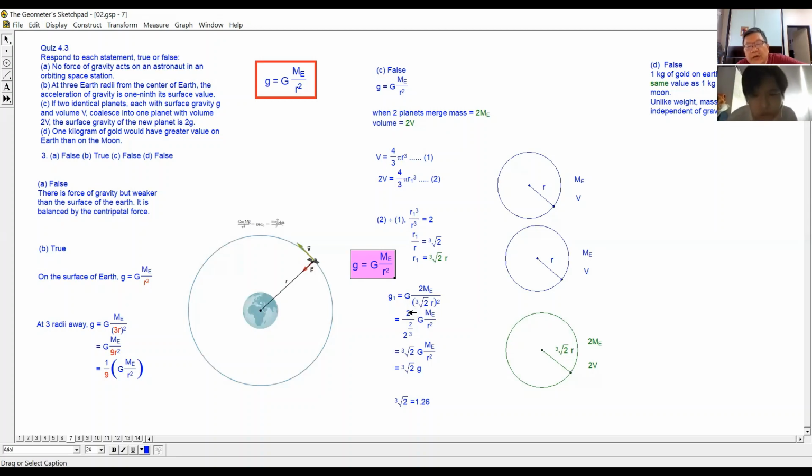So when you use your calculator to simplify, 2 divided by 2 to the power of 2 over 3, again it comes back to cube root of 2. So the new gravitational pull is cube root of 2 that of the old one. So it's actually 1.26 times that of the old planet. So this is how we prove it mathematically, right?